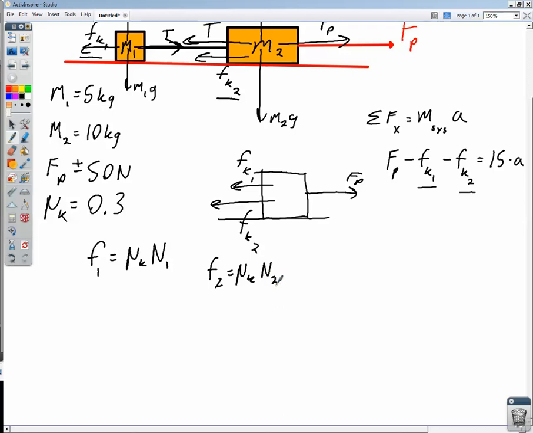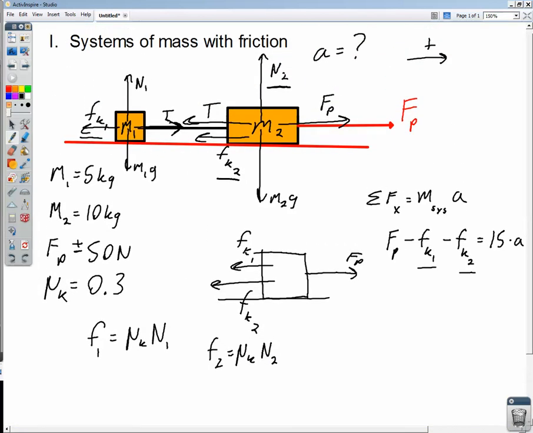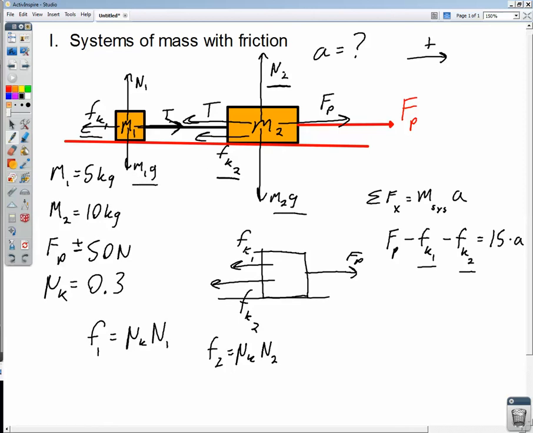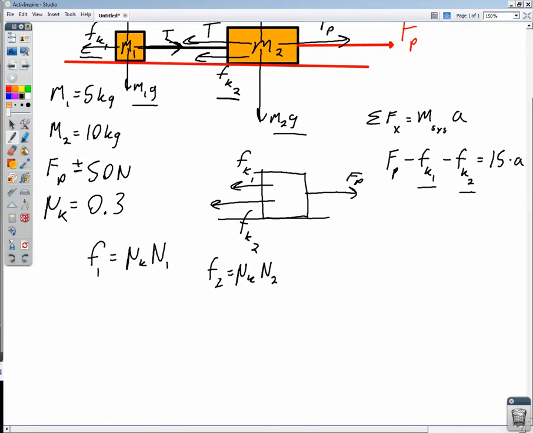Going back up to our free body diagrams, the normal force on block 2 is equal and opposite to the weight of block 2. Because there's no acceleration vertically, the sum of the forces vertically is 0, so they are equal and opposite. Same thing for block 1. Normal force on 1 is m1 times g. So let's plug all that fun stuff in. We have the force of friction for block 1 is equal to mu sub k times m1g. And the force of friction for block 2 is equal to mu sub k times m2g.